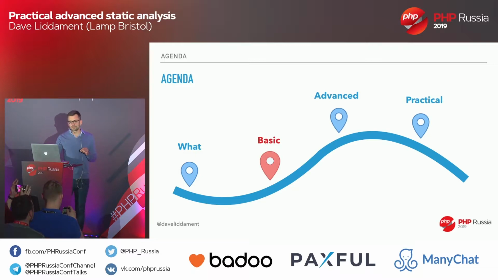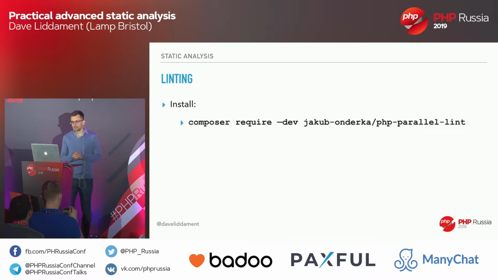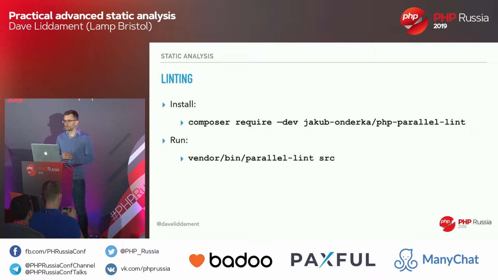So let's look at some very basic static analysis. The first thing we'll look at is linting. Linting is just looking at your code for syntax errors, like a misplaced semicolon or a missing close brace or something like that. If I want to do this on the command line, I use a tool called parallel lint. That's how I install it, and then to run it, I just call parallel lint with all the directories that I want it to lint. Because it does it in parallel, it's reasonably fast. So that is the bare minimum of static analysis tools we want.